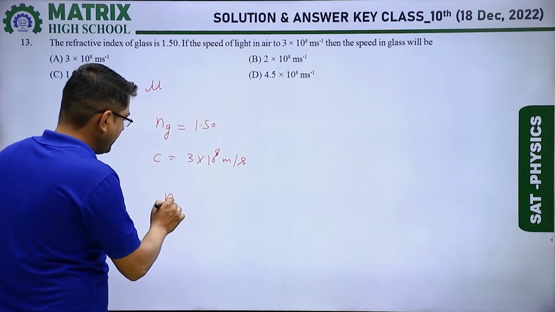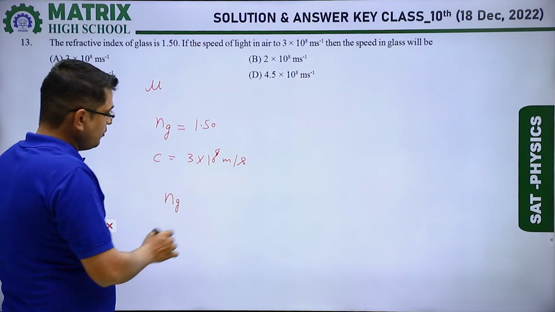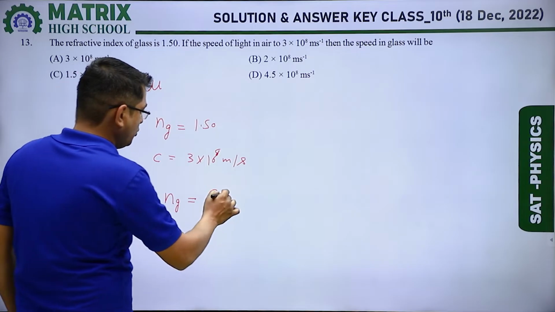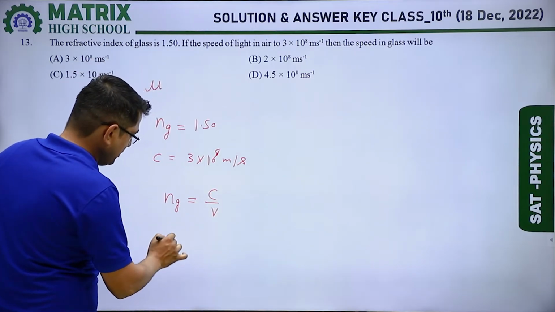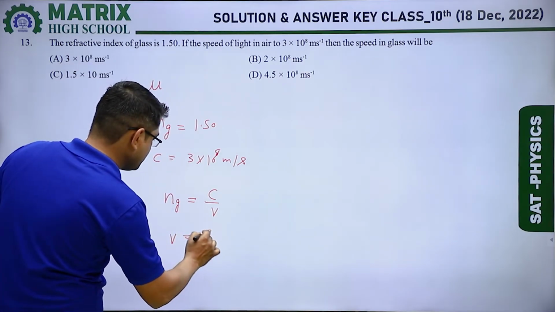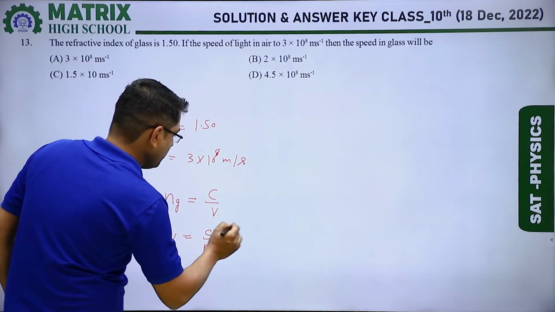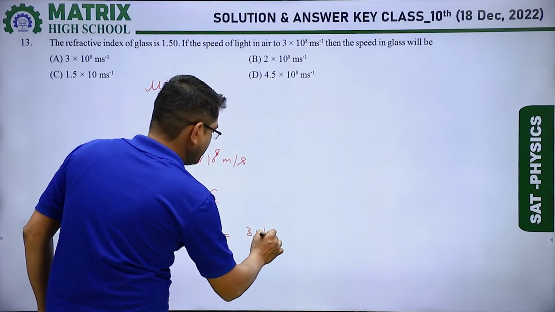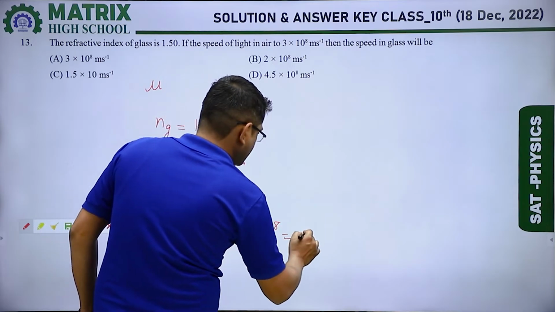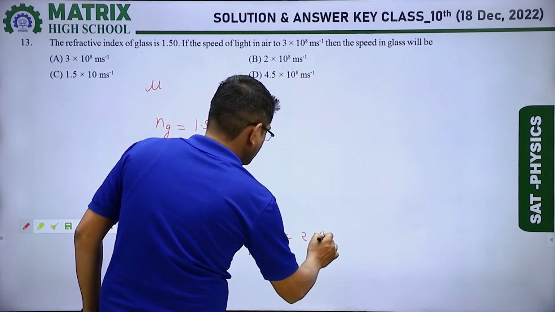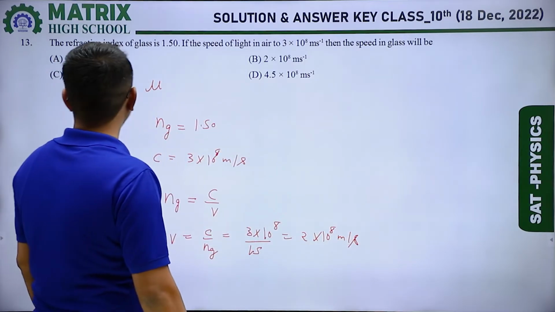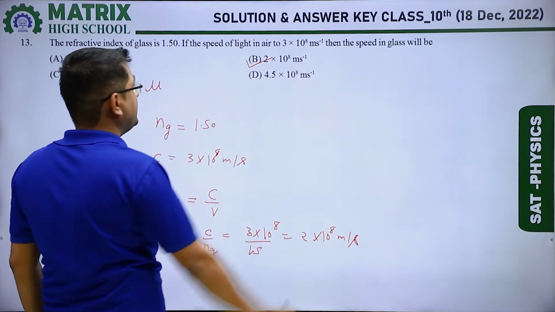So we know that Ng is equal to C divided by V. From here we have to calculate the value of V, that is the speed of light in glass. So V becomes C divided by Ng. Now putting the values, 3 into 10 to the power 8 divided by 1.5. So we'll get the answer 2 into 10 to the power 8 meter per second. So the correct answer will be option B.